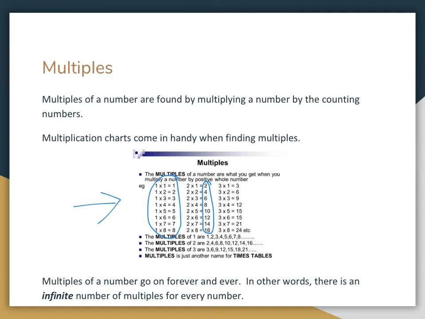The thing is, you have to stop at some point. Multiples go on forever and ever. We say that there are an infinite number of multiples because you can always find another number to multiply it by.